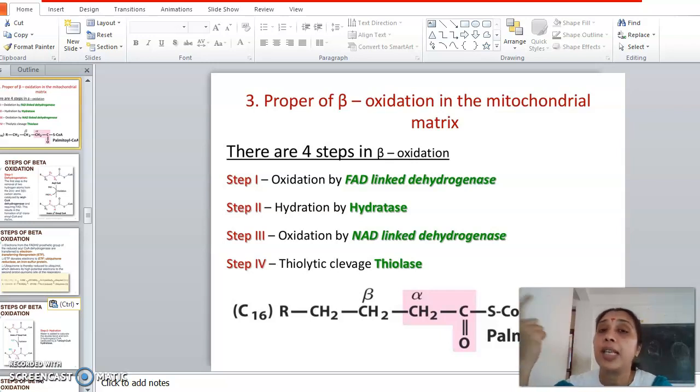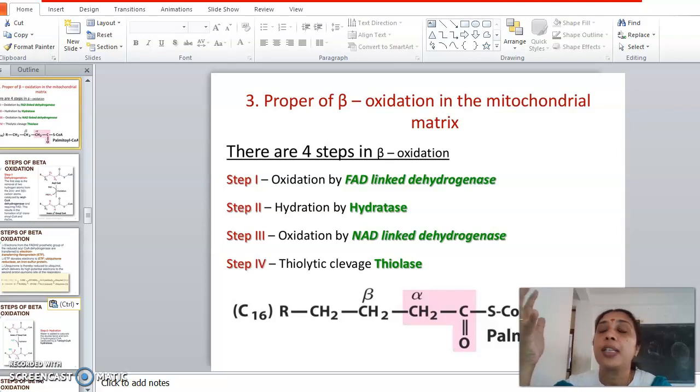Long chain fatty acids are activated by long chain fatty acyl CoA synthetases or thiokinases, and there is one last one, which is arachidonic acid. Arachidonic acid has its own specific enzyme, known as arachidonyl CoA synthetase. So these are the four specific enzymes which convert the fatty acids to their corresponding fatty acyl CoA molecules, right? So this is now activated.